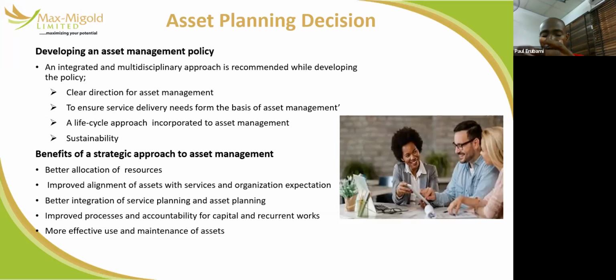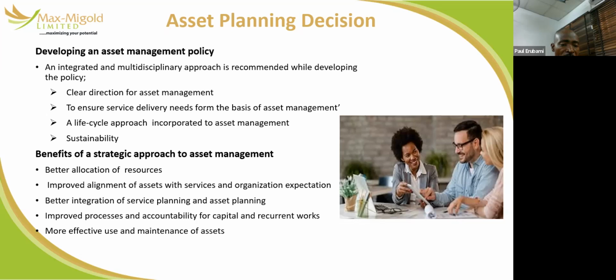That is when you determine what will be the depreciation value of the asset, and what will be the expected lifespan of that asset. These are all the policies that you can develop when you are doing your asset planning decision. It helps you to have a clear direction of your asset management. It also ensures service delivery needs form the basis of your asset management. Then two, it helps you to incorporate a life cycle approach into your asset management system. Then it also helps you in the area of asset sustainability.